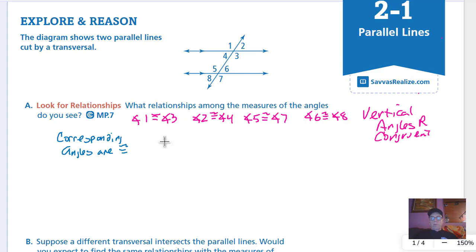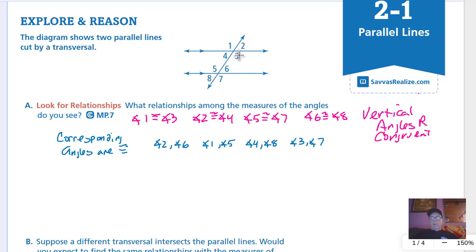And corresponding angles would be like angle 2 with angle 6, angle 1 with angle 5, angle 4 and angle 8, and angle 3 and angle 7. So those are all going to be congruent because those are in corresponding positions. We've got 2 and 6, 3 and 7, 1 and 5, and 4 and 8.